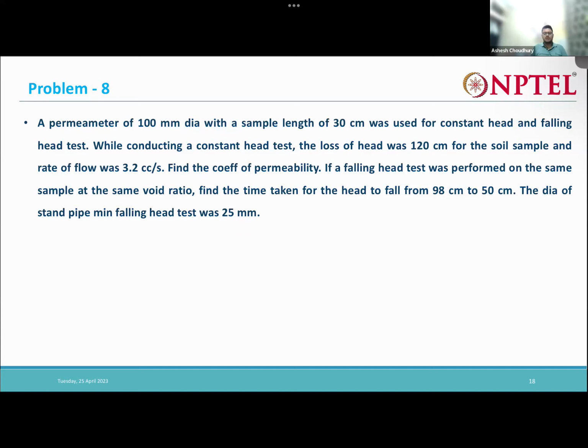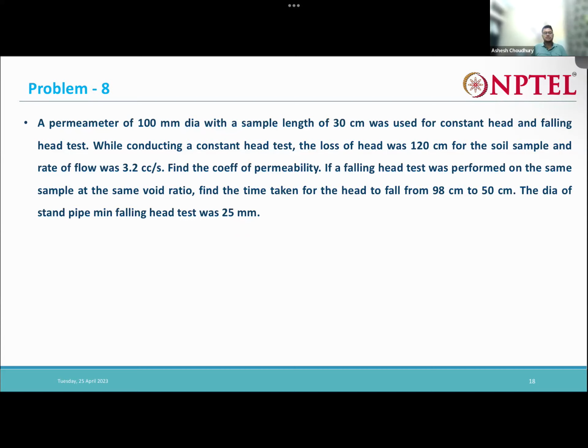So V is equal to K into I. This K is nothing but our coefficient of permeability. If the coefficient of permeability is high, that means the soil is more porous, and if it is low, it means the soil is less porous. So it will resist. After that, we studied how seepage actually affects our geostructures.